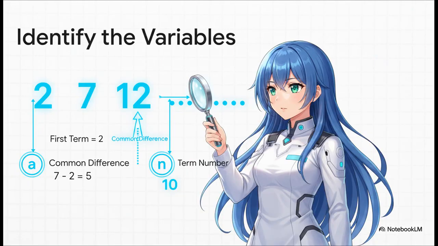So first things first, we always identify our key pieces of information. Our first term, a, is right at the beginning. It's 2. Our common difference, d, is just the gap between the numbers. So 7 minus 2 is 5. And since we want the 10th term, our n is 10.